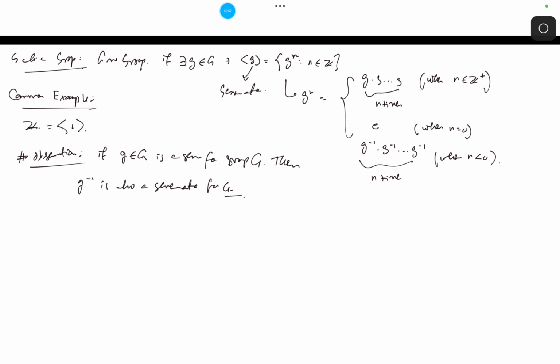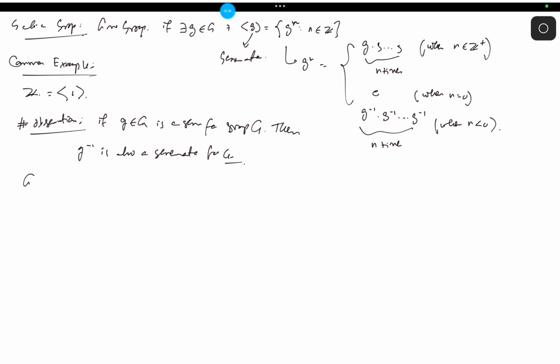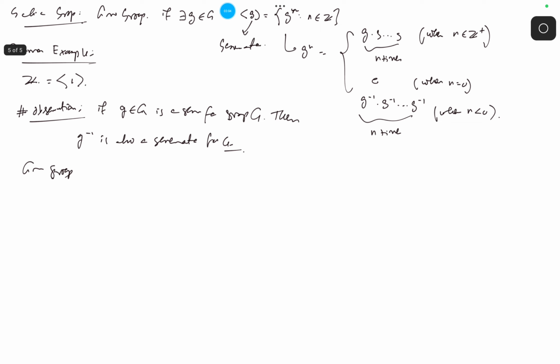Okay, so that means if G is a group, then you can consider a generator to be your g, or you can consider a generator to be your g inverse, making sure that either g or g inverse generates the entire group. Okay, all right.